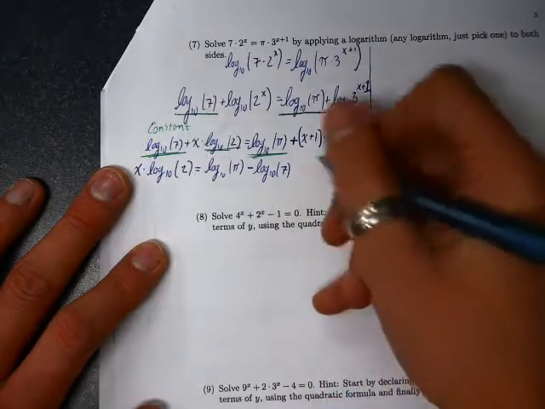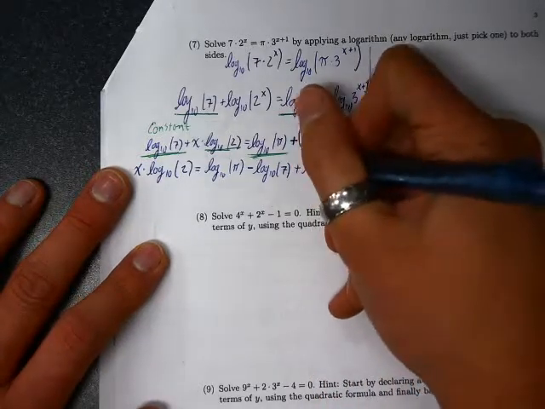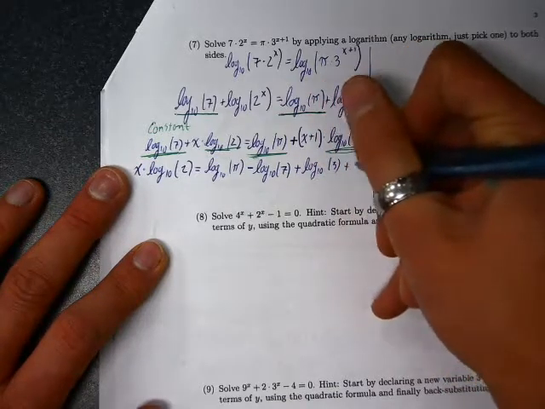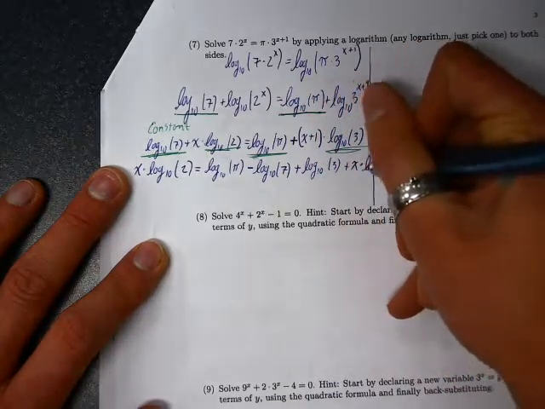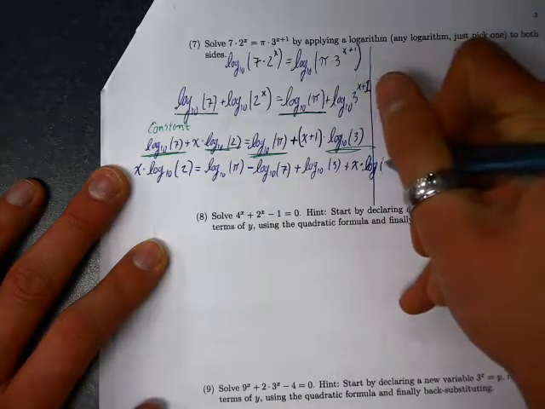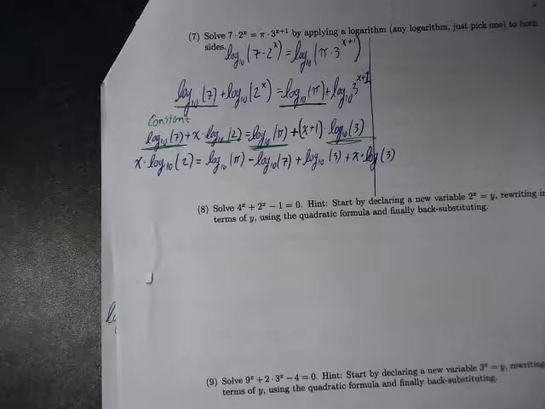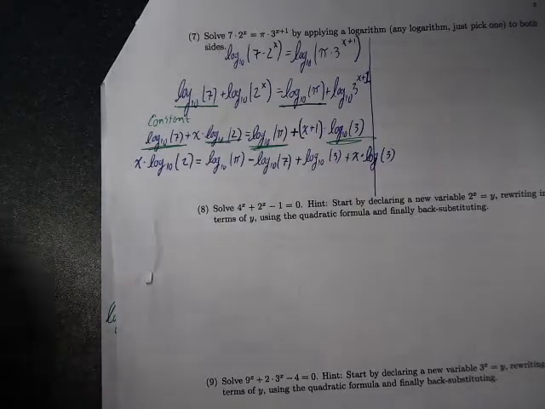I'll distribute this out, plus log base 10 of 3 plus x times log base 10 of 3. Oh, didn't give myself quite enough space. Cool. Does anything look suspicious? Yeah. Why is there 2 log base 10 of 3?